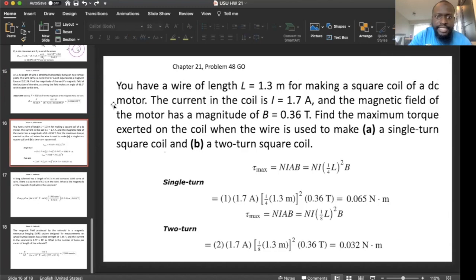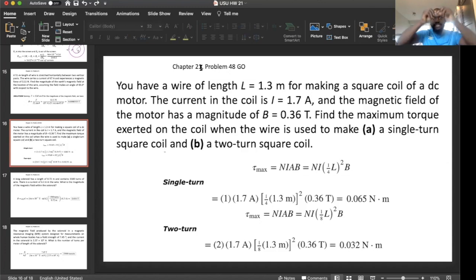Chapter 21, problem 48, go. You have a wire of a given length making a square coil of a DC motor. The current in the coil is given, the magnetic field is given. You're asked to find the maximum torque exerted on the coil when the wire is used to make a single turn square coil. So it was a length of wire, you make that wire into a square. We know that maximum torque is NIAB sine 90 degrees, which is 1. So it's just NIAB. But how do we get the area?